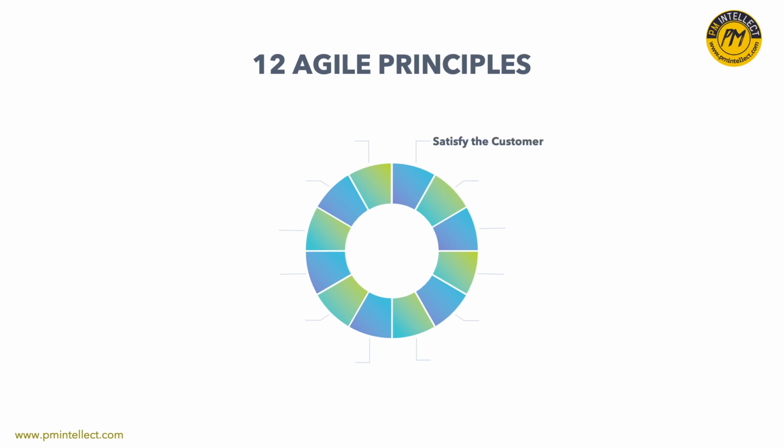To begin with, our highest priority is to satisfy the customer through early and continuous delivery of valuable software. Welcome changing requirements, even late in development. Agile processes harness change for the customer's competitive advantage. Deliver working software frequently, from a couple of weeks to a couple of months, with a preference to the shorter time scale, and that sets the right pace of development and also helps us in prioritizing important features and bringing them earlier in the plan.